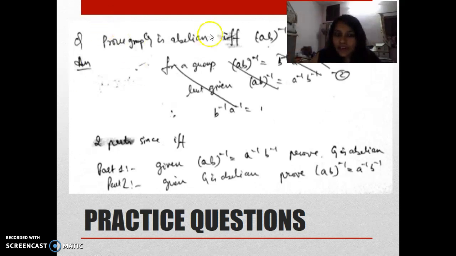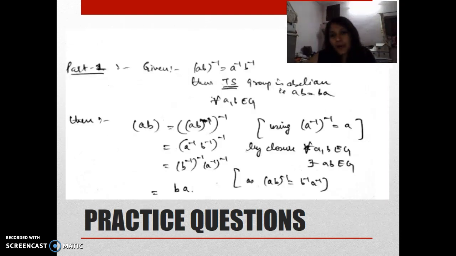Okay, so here, can you see two parts? Part one is about given that the inverse is this, you have to prove that the group is abelian, and the second part is about proving that this equation is satisfied given the group is abelian. So we have to solve each part separately, because even if you make a mistake in one part, you at least get some marks. Step marks are given in maths. That's the beauty of it, right?